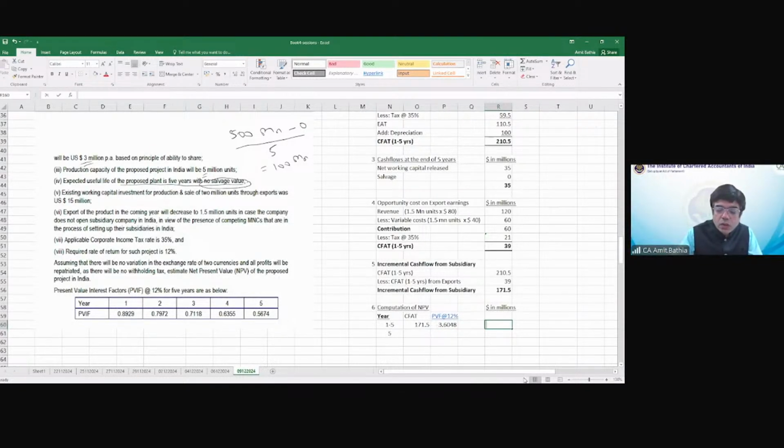Okay. So I can just multiply 171.5 into 3.6048. So you will have, this is your PV of cash flow. Is there something else also which is coming to you after 5 years? You already calculated that, remember? What is that? Net working capital which will be released, right? Yes, 35. So that will obviously be coming at the end of 5 years. So what is the applicable PV factor for that? 0.5674.